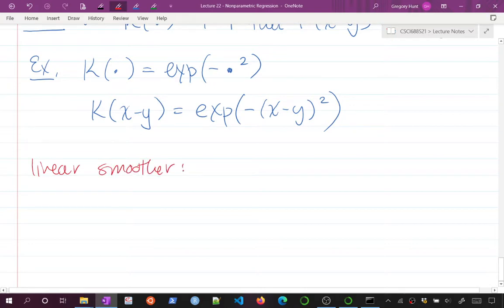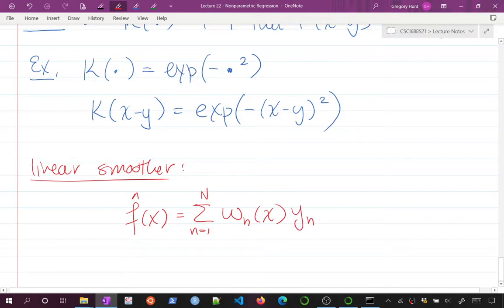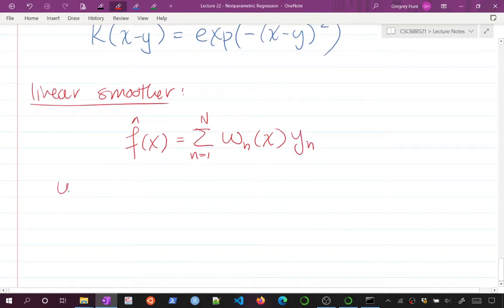and then we can define a linear smoother, or a whole class of linear smoothers, where f hat of x is going to basically be, I'm just going to sum over my training data, sum of w_n of x times y_n. This has the exact same form as our KNN, but now instead of the weights being this neighborhood definition, my w_n's are going to be, let's say, proportional to some measure of closeness between x and my nth training point.